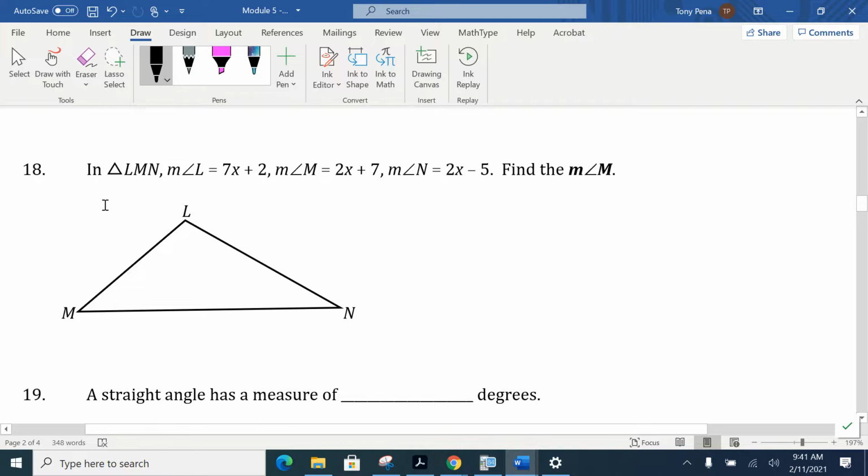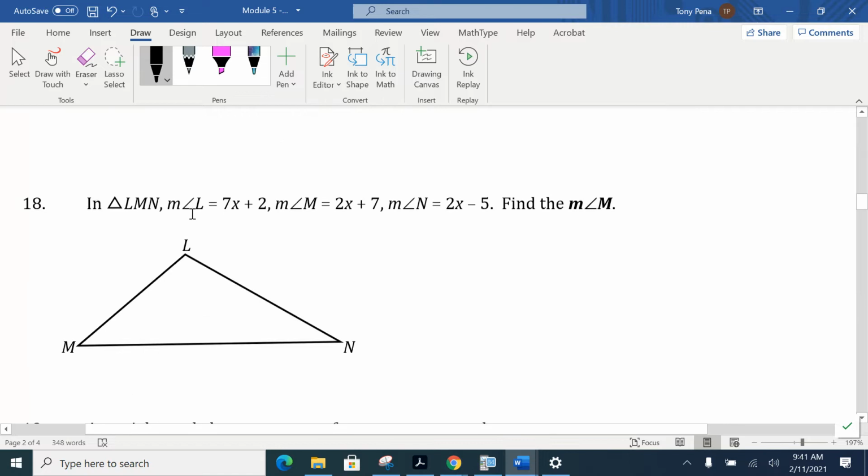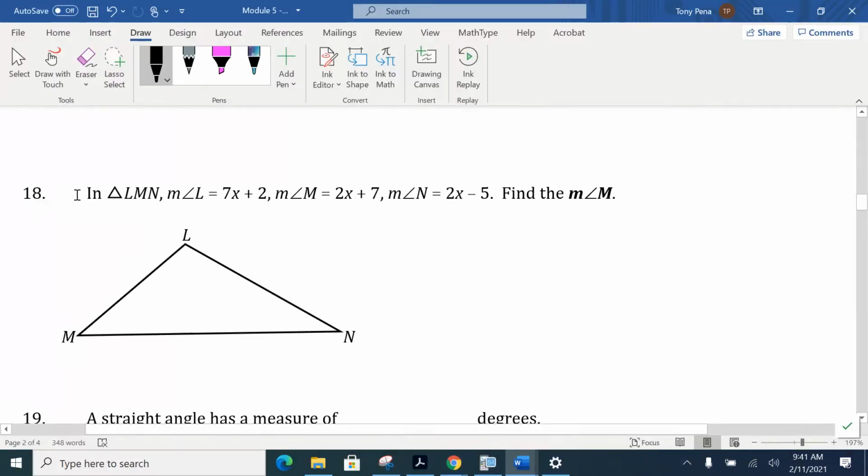You're given triangle LMN. That was the last problem, right? Then you were told that angle L is 7x plus 2. Angle M is 2x plus 7. And then angle N is 2x minus 5. And then now this one is what I'm alluding to. I want you to find, this is read as the measure of angle M.